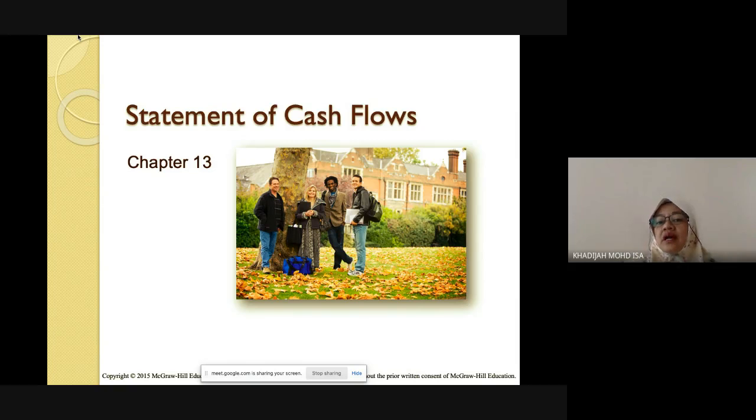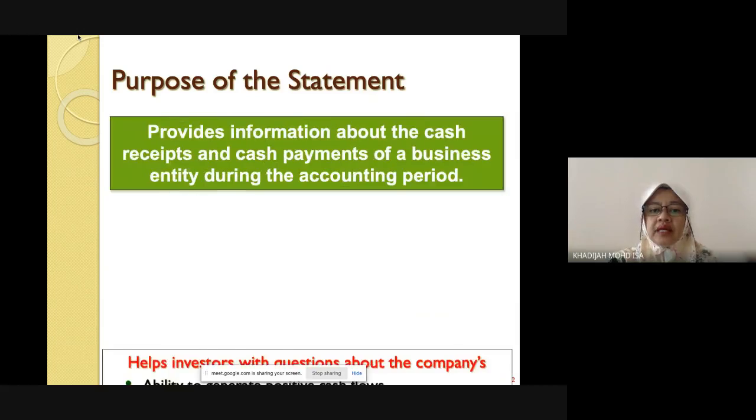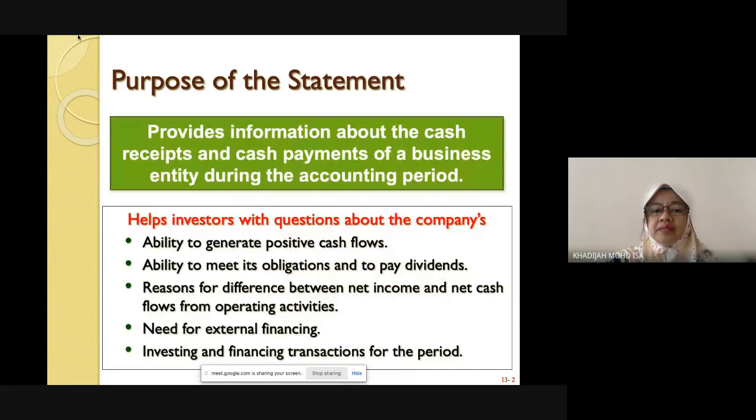You want to see what are the cash uses, for example, cash inflows and cash outflows of the company. You want to look into all these because it may affect your decision making as an investor or as a creditor, and the management also wants to know how the company has managed their cash.